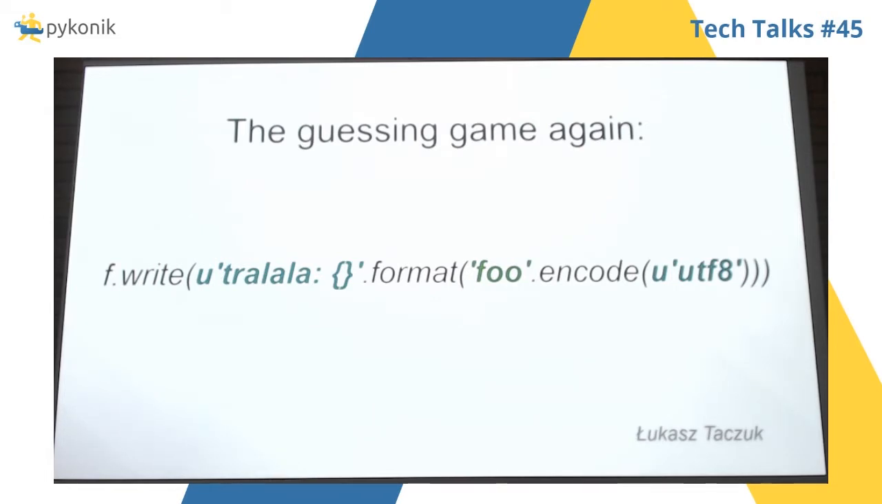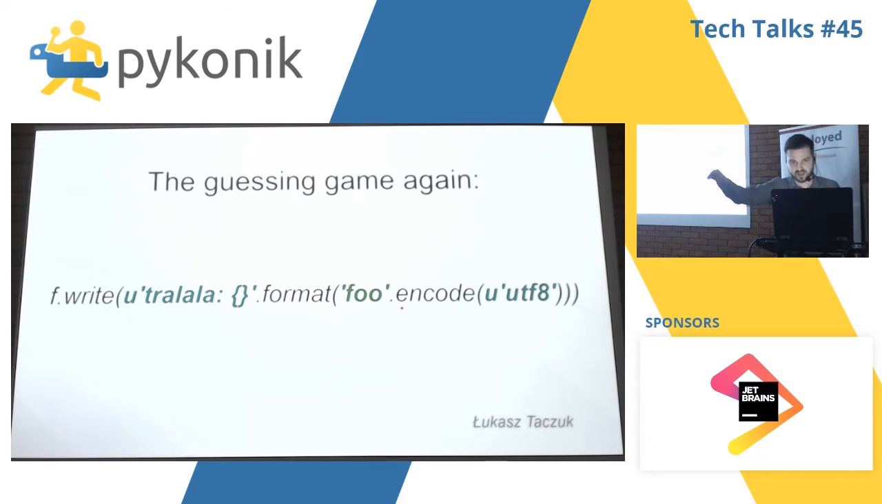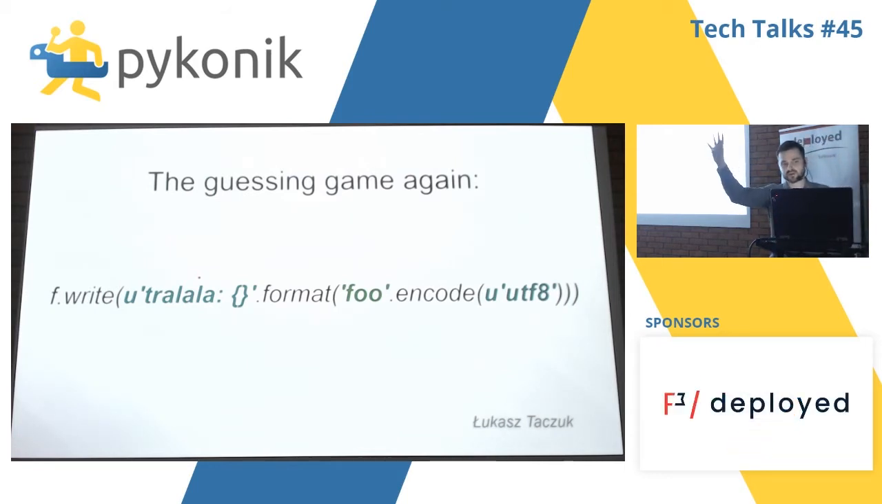Because first, the encode method requires a string. So the UTF-8 Unicode object will be first converted to string. Then you will have the foo encode, which will first decode foo to a Unicode object and then encode it. Then this will be formatted here, which will convert the bytes object to a Unicode object, and then the write method will convert it back. Please do not write such code.